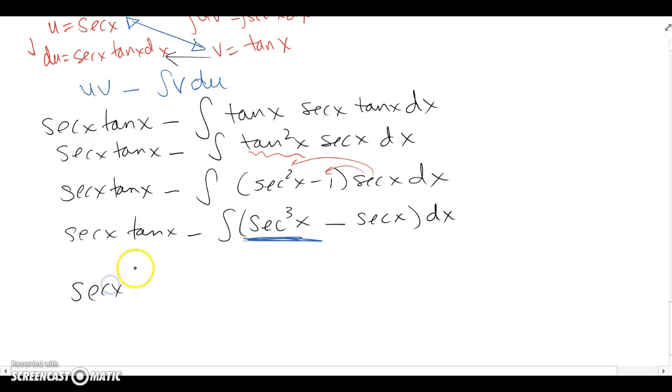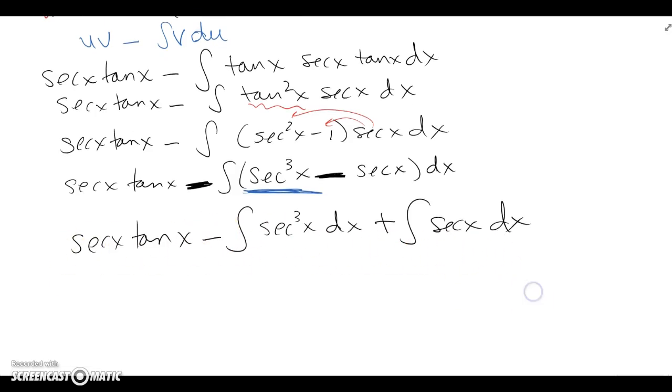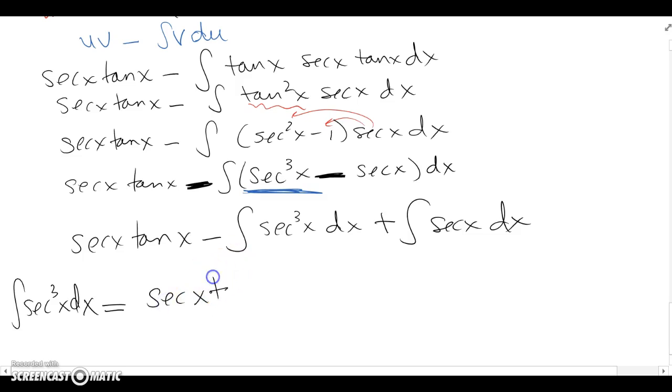I'm going to have secant x tan x minus, split this up, secant cubed x, don't forget your dx, this dx applies to everything in the sum and the difference. Minus out in the front, minus in the middle, distributing will give me a plus secant x dx. Okay? So all of this is equivalent to what I had started trying to analyze. This was my original integral. And this is where I'm at so far.